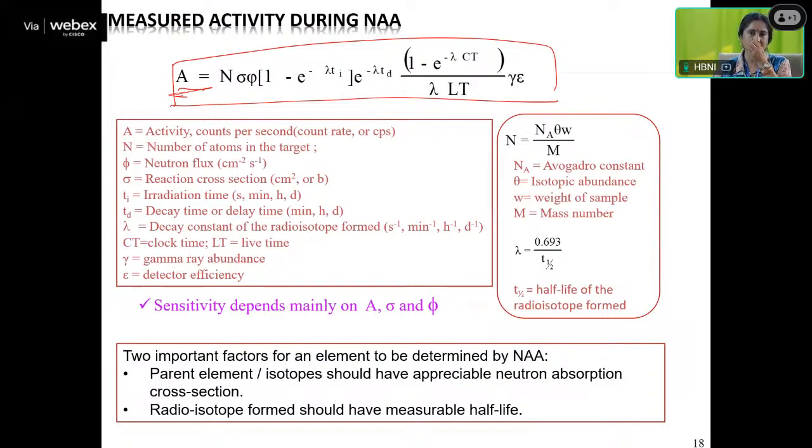Otherwise, it will not absorb neutrons and will not be converted into any form that can emit gamma radiation. Therefore, it should have an appreciable neutron absorption cross-section. Also, the radioisotope formed should have a measurable half-life. Otherwise, if it does not have a measurable half-life, it will decay very fast, so once you bring it to your lab, its activity will have died down. So you have to look into these two factors.